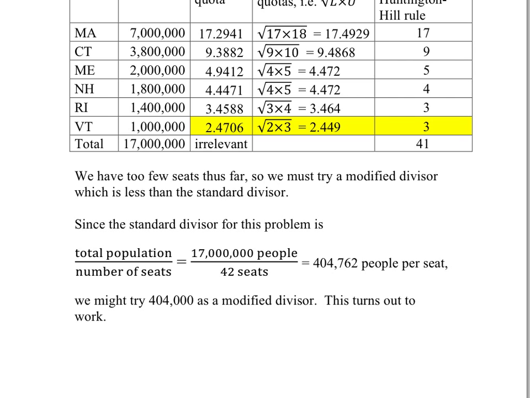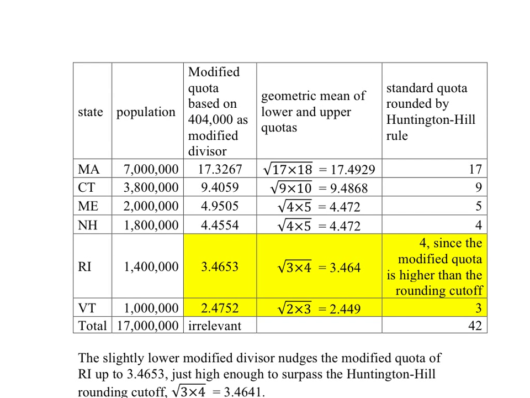First, we need to know the standard divisor, which turns out to be 404,000 and something. So 17 million people total, spread out among 42 seats, means a standard congressional district would have 404,762 people in it. So we need something a little bit less. Let's try 404,000 and see if it works. In fact, it does. It's good practice to go through this computation and make sure that you understand it and that you're getting the same numbers.